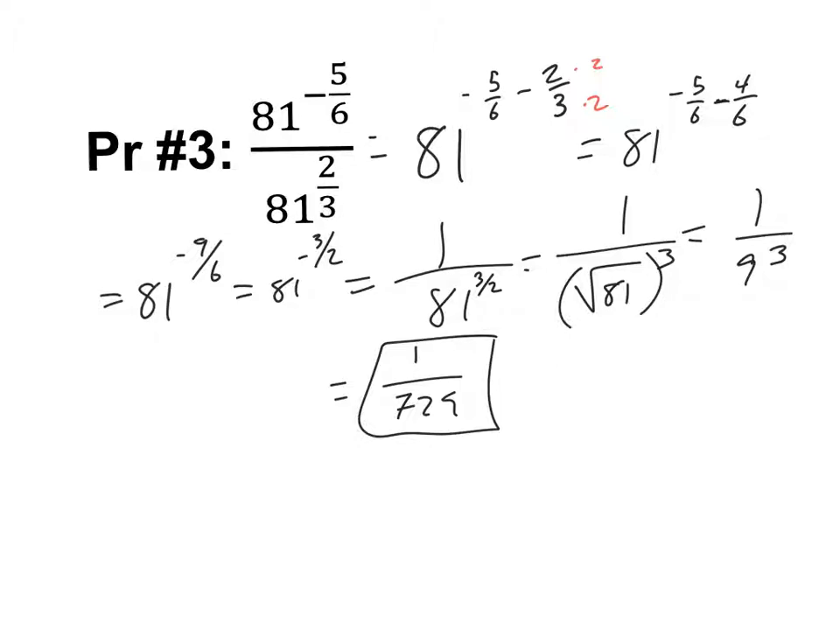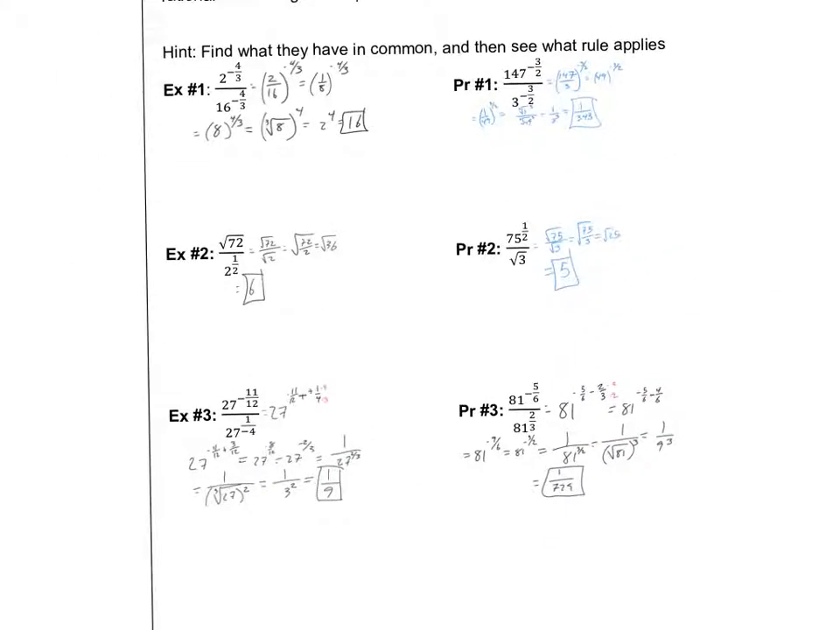Alright, that's it for this video. Just using your properties to simplify things down until you get to one nice, neat number.